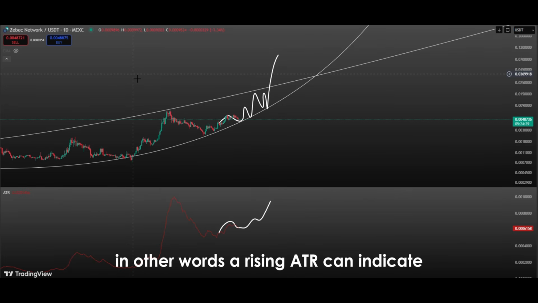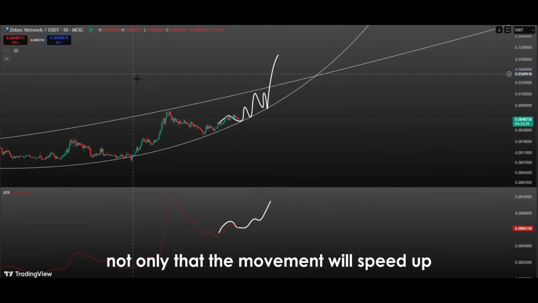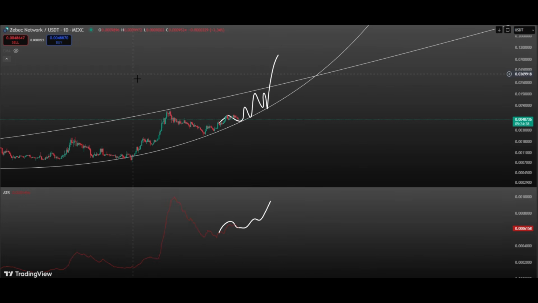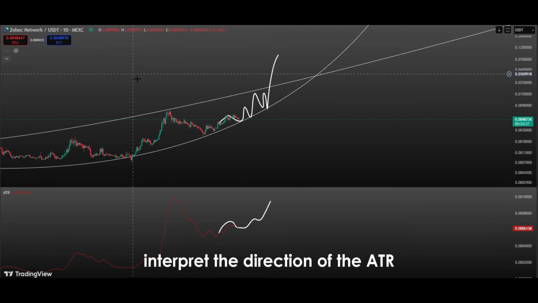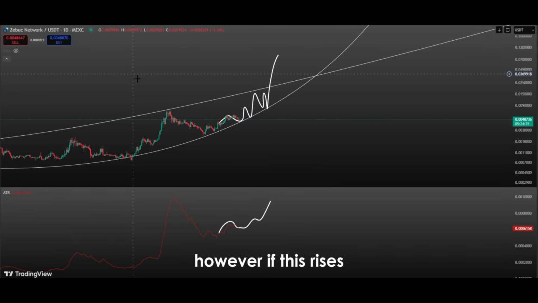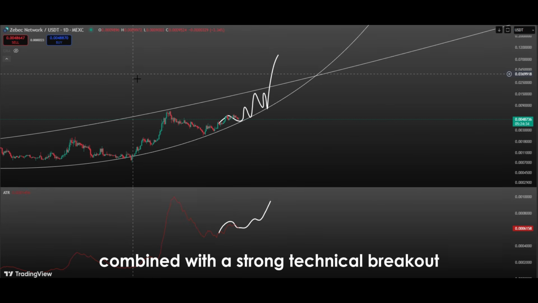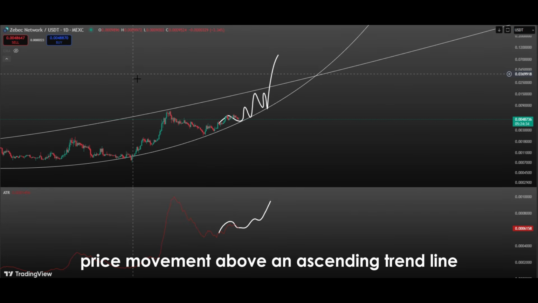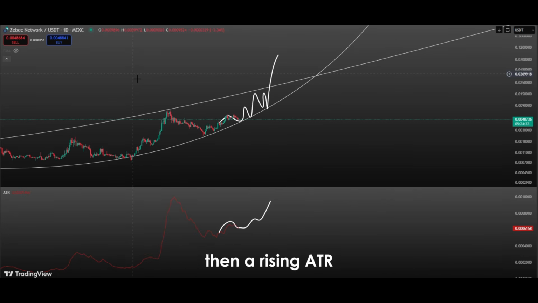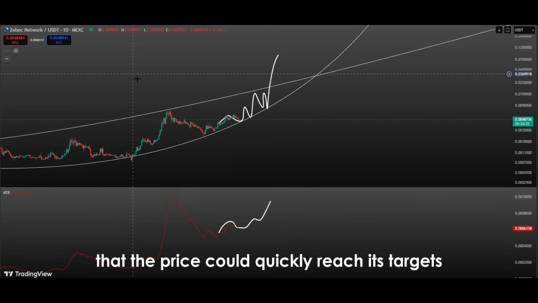In other words, a rising ATR can indicate not only that the movement will speed up, but also that the trend is strengthening. The key here is to correctly interpret the direction of the ATR and its relationship to the price chart. A rise in the ATR does not always mean the price will move in one direction. It only shows that volatility is increasing. However, if this rise is combined with a strong technical breakout, price movement above an ascending trend line, or the breach of a critical resistance level, then a rising ATR indicates that the price could quickly reach its targets.